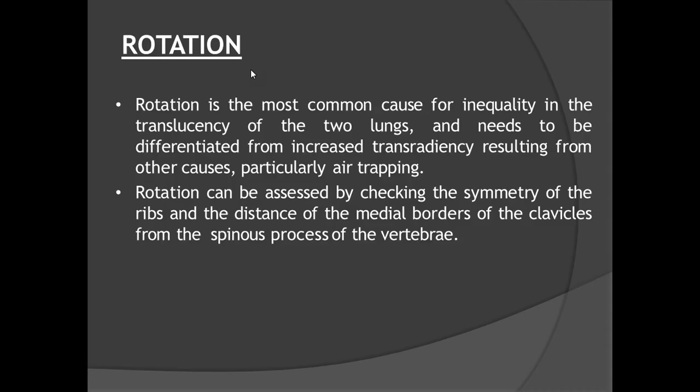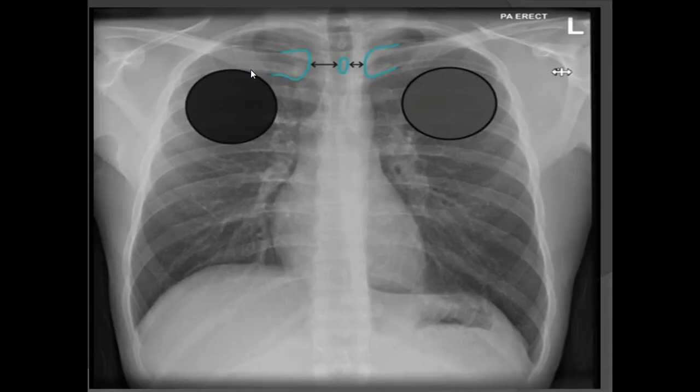It's the most common cause for inequality in the translucency of the two lungs, and needs to be differentiated from increased transradiancy resulting from other causes, particularly air trapping. Now here, for the sake of understanding, I have kept this for you. These are the spinous processes. Now look at the difference between the distance between the medial end of the clavicle and the spinous process. Here on the right side the distance is more, so the patient is rotated towards the right.